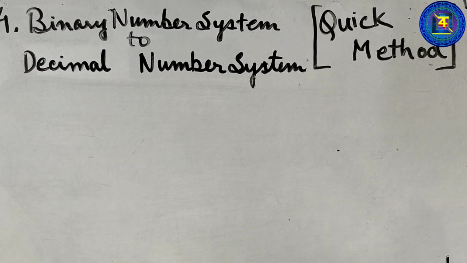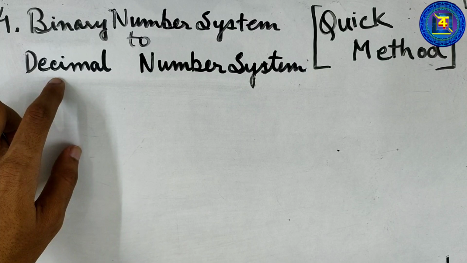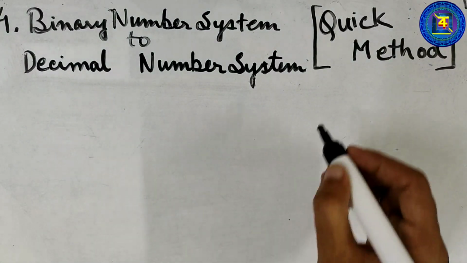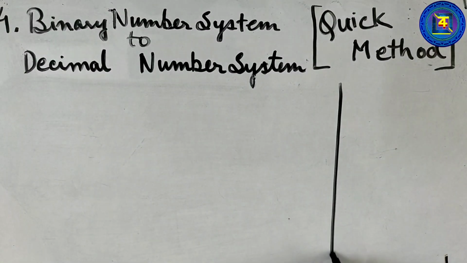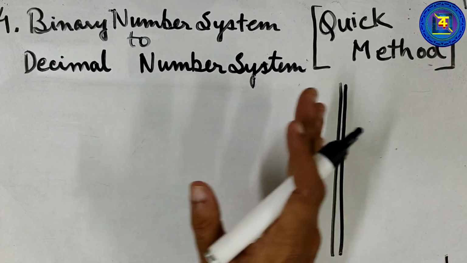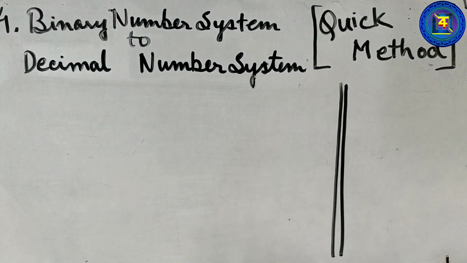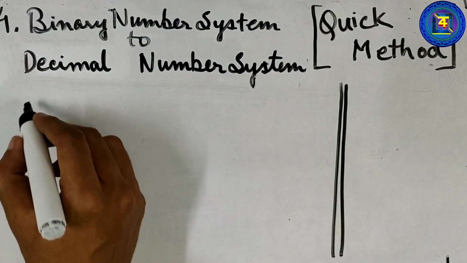So let us begin. First, what is it? We are converting binary to decimal. So the method is that over here, draw two lines just for the separation. On the left we are going to use the binary part, and in just a fraction of a second you will get the answer in decimal number system.